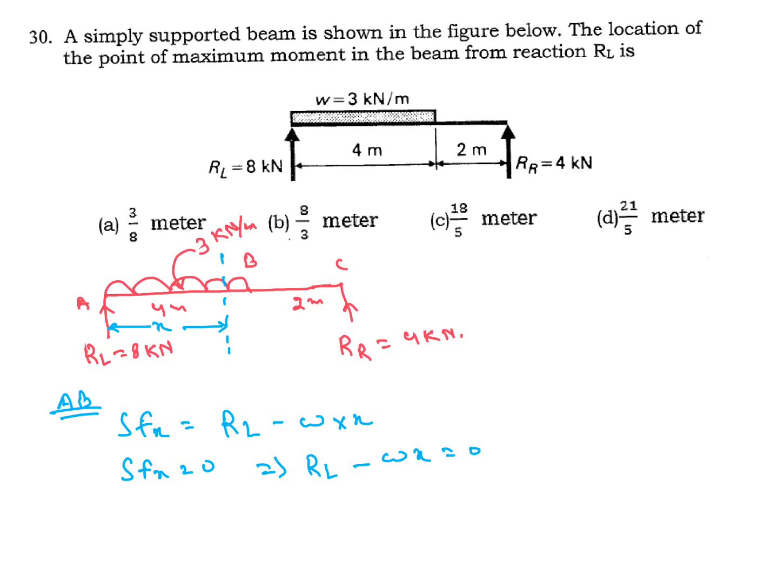RL already given. So omega x equal to 8 kilonewton. So here x equal to, omega also given 3, 8 by 3 meter. So in this question, the location of x is 8 by 3 meter. From option it's B. This is very, very important for ISRO and IES and GATE also.